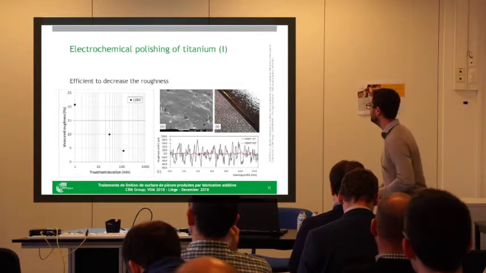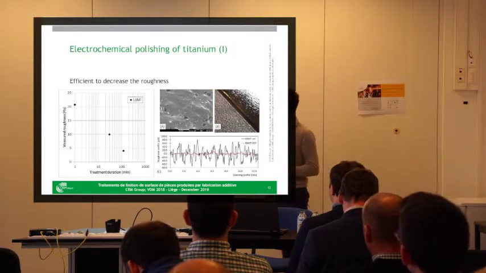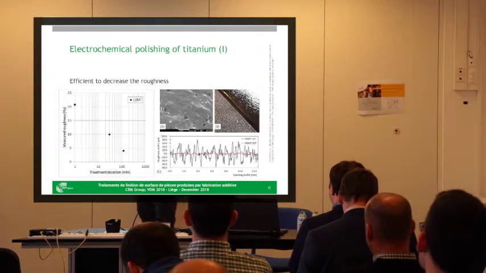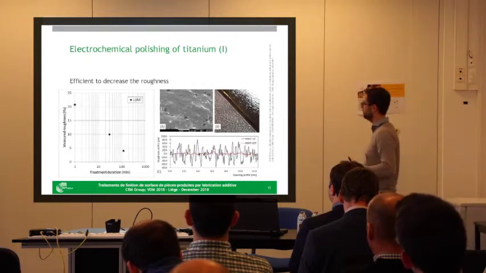So let's speak about electropolishing of titanium. These are the kinds of results that we get when we do electrochemical polishing. We start at a roughness of around 21, and in around 2 hours we are at around 4 micron Ra. So it's a significant decrease of roughness.